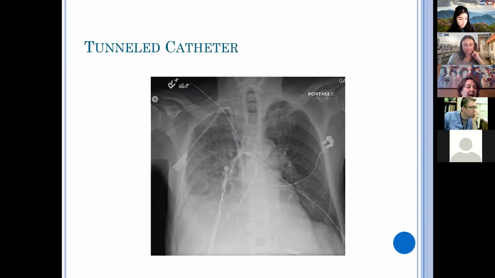This is a tunneled catheter, and so this is a catheter that can be used for dialysis, and so it's going to be a larger bore, a larger catheter, just because of the functions that it needs to perform. This port right here is actually external, and then it's tunneled under the skin and ends right here.